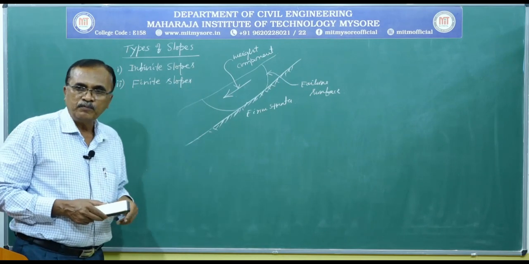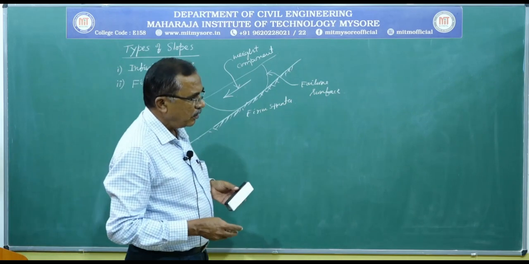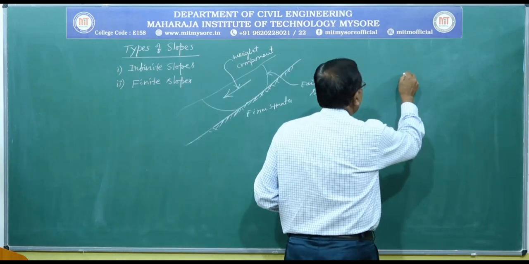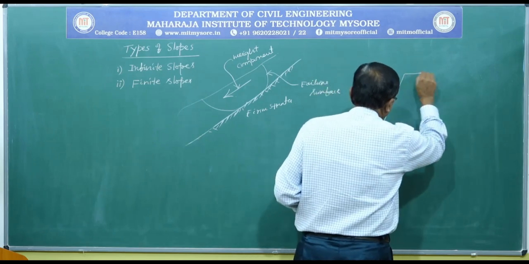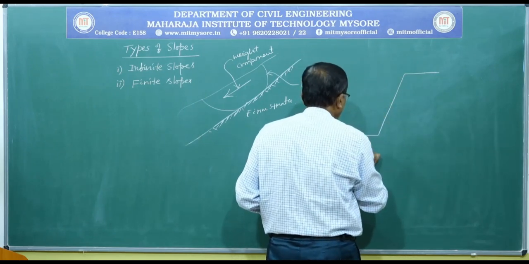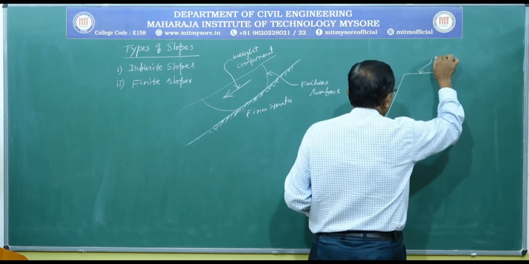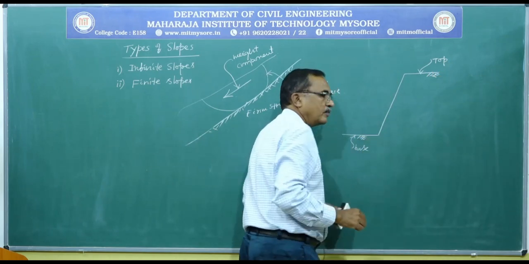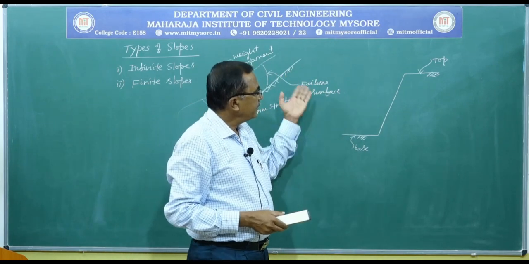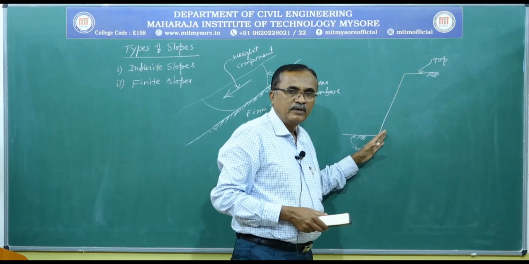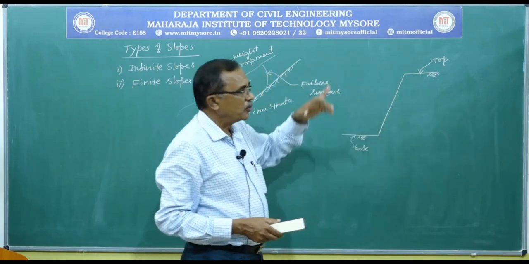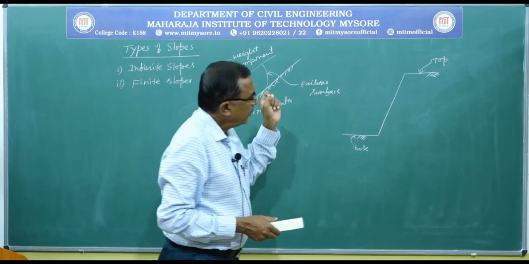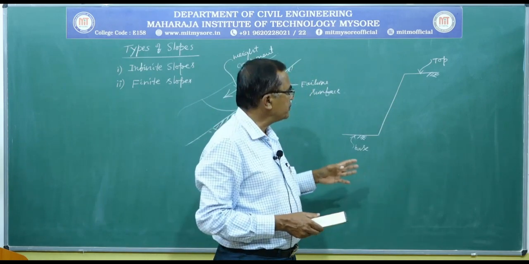Next, another type of slope is a finite slope. Finite slopes are generally man-made slopes. As the name itself indicates, this type of slope has a base and top level surface. Finite slopes have a base and top level surface, and the height of the slope is to a limited extent. All man-made slopes are called finite slopes.